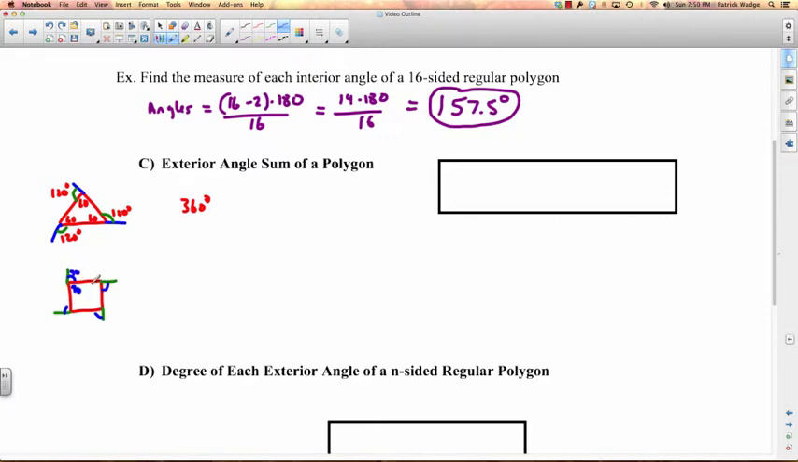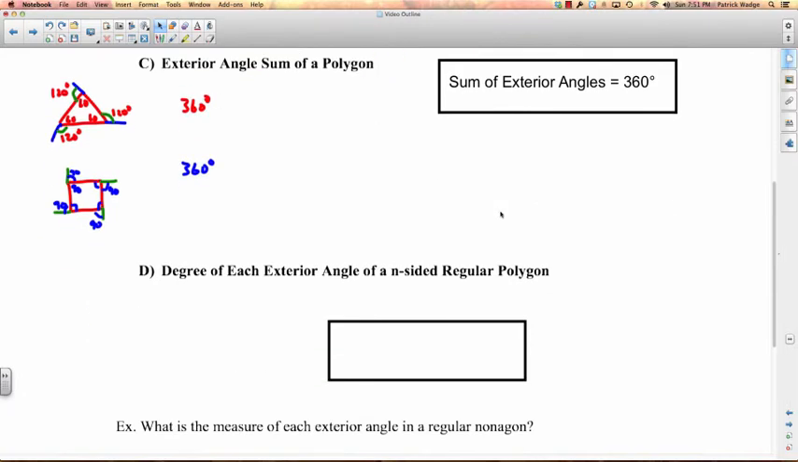Another 90. And this one's 90, so this one's also 90, and this one's 90, so this is 90, and this one's 90, so this one's 90. They're all 90. So if I add up all those exterior angles, 90 plus 90 plus 90 plus 90, guess what I get? 360. In fact, it turns out for whatever polygon you draw, however many sides it has, if you add up all the exterior angles, it's always going to equal 360. Hey, that's nice and easy.